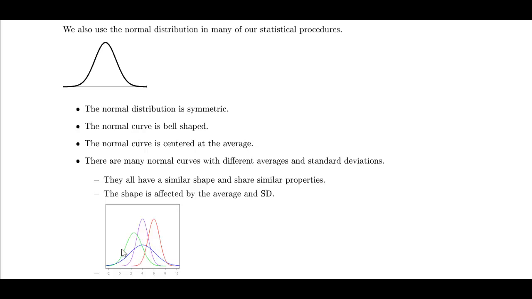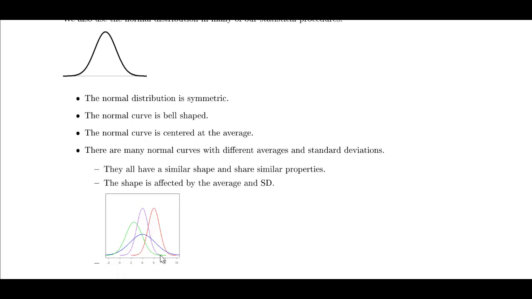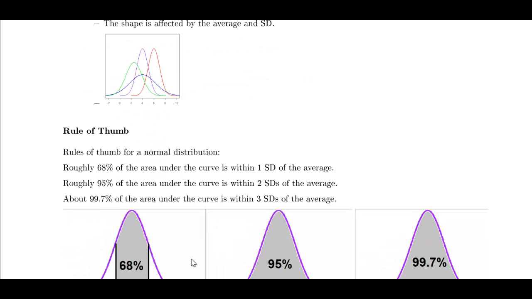So down here in this picture you can see I've drawn 4 different normal curves. They all have a similar shape, but some of them are more spread out than others, which means some are taller and skinnier, some are shorter and wider. Some of them are shifted left or right, so the shape is affected by both the average and the standard deviation. But they all have the same basic shape, and they share similar properties.